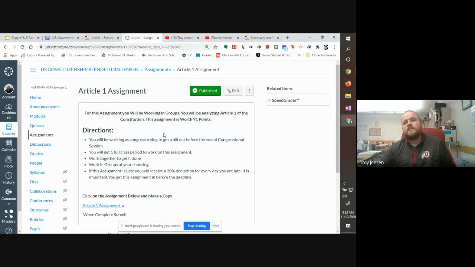On your Article 1 assignment, you'll be working in groups. You'll be analyzing Article 1 of the Constitution. So you're going to be actually going through and reading Article 1 of the U.S. Constitution. You'll be working as Congress trying to get a bill out before the end of congressional session. So I'm going to be acting as the President of the United States, and I need that bill done before we end congressional session. So when does congressional session end?